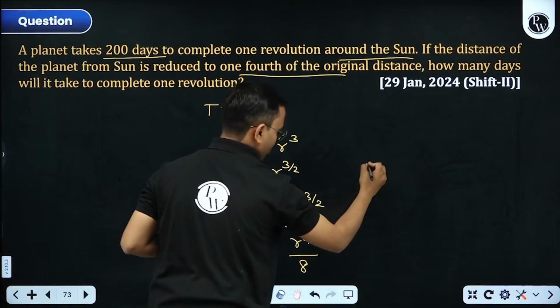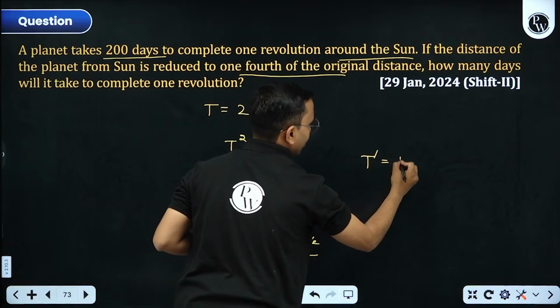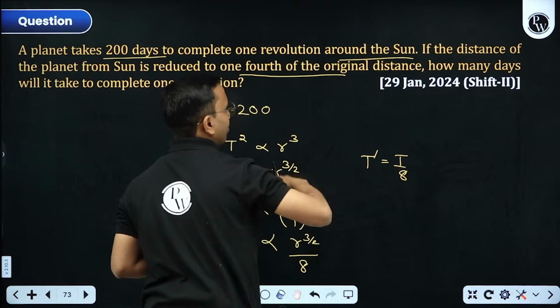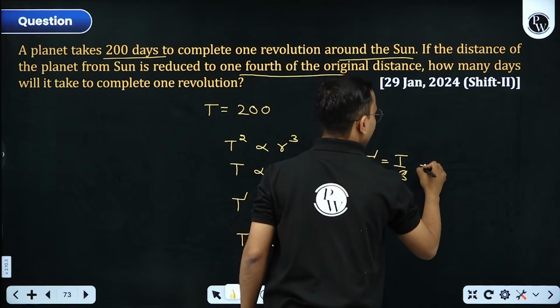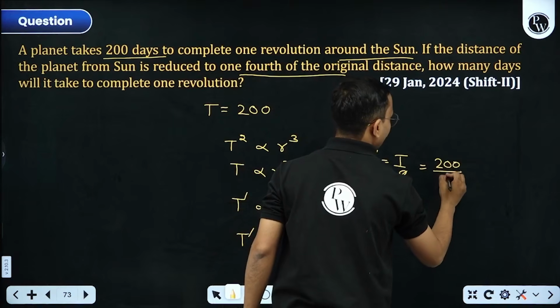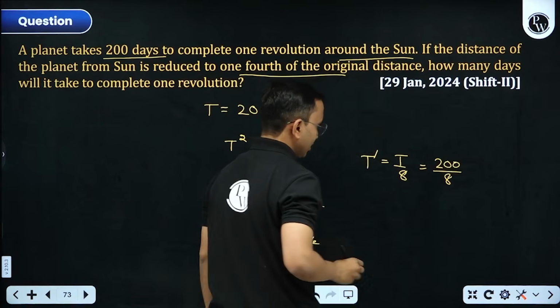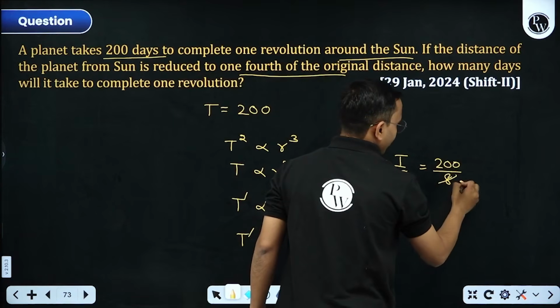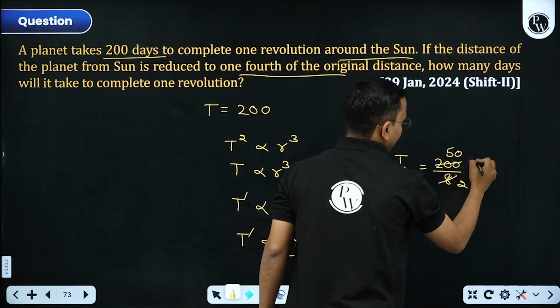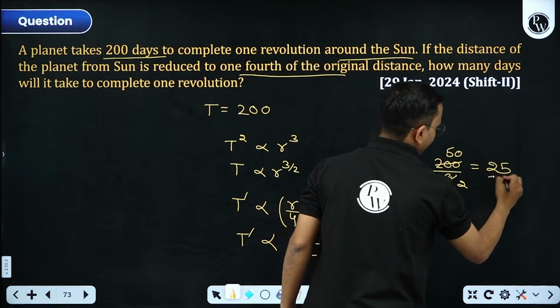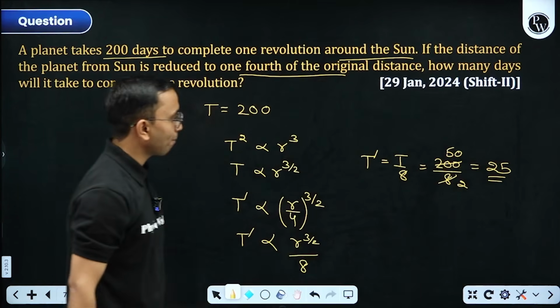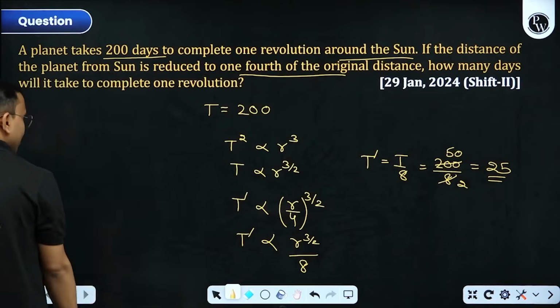So T dash comes out to be T by 8. So time period will become 1 by 8. So this is 200 divided by 8. How much is this? 4 into 2, 50. This is 25. So we are getting that the time period will become 25 days.